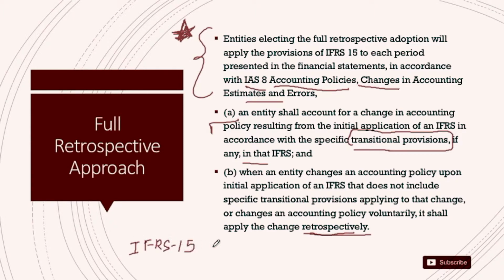IFRS 15 is there from the inception. There is no IAS 18. So under the full retrospective approach, it generally refers to IAS 8, and IAS 8 says you need to refer to transitional provisions, which is this one, and ultimately which is referring to IAS 8, or they need to apply retrospectively.